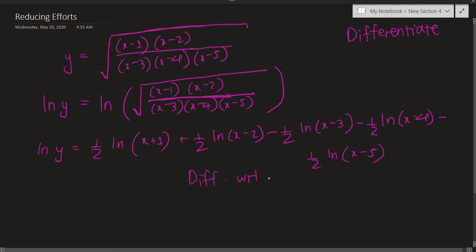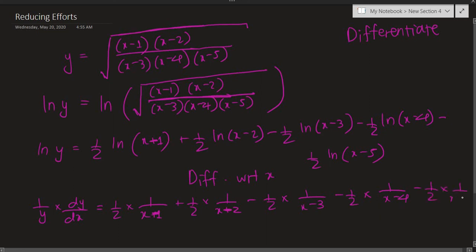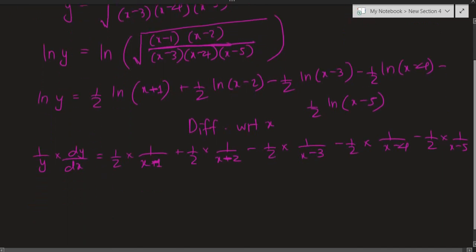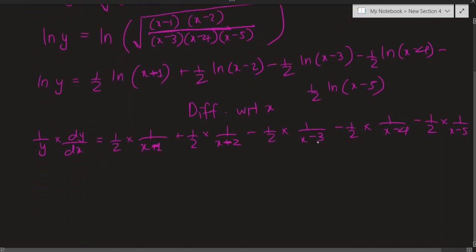Now, great time to differentiate with respect to x. We get 1 over y times dy over dx is equal to half times 1 over x minus 1 plus half times 1 over x minus 2. Well, this is a minus 1, sorry about that. Minus here too. Minus half times 1 over x minus 3 minus half times 1 over x minus 4 minus half times 1 over x minus 5. And I would recommend not taking the LCM of these crazy sums, because it's really bad. And dy over dx is just y times this mess.